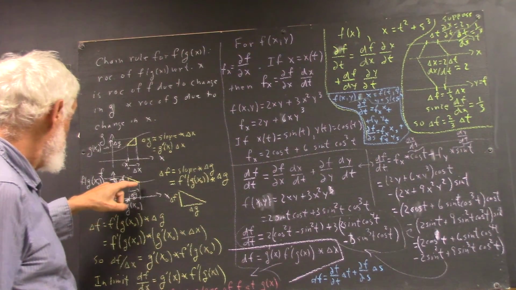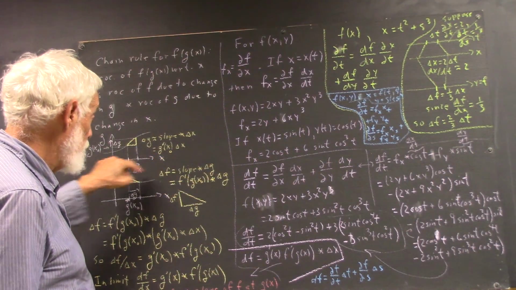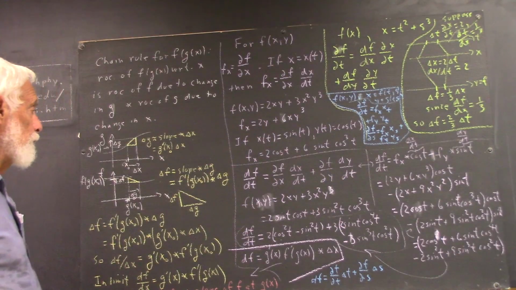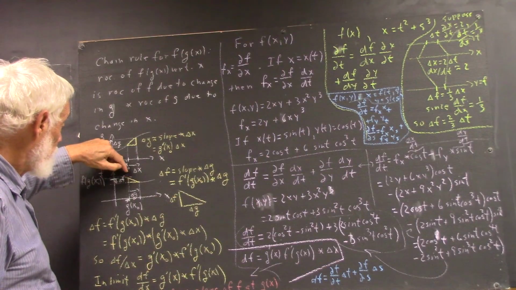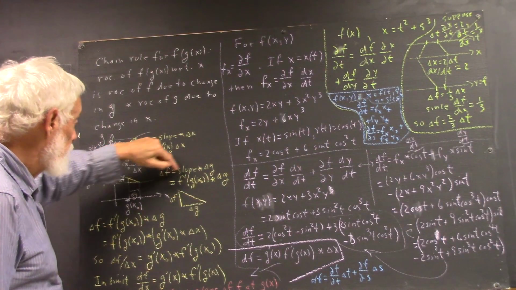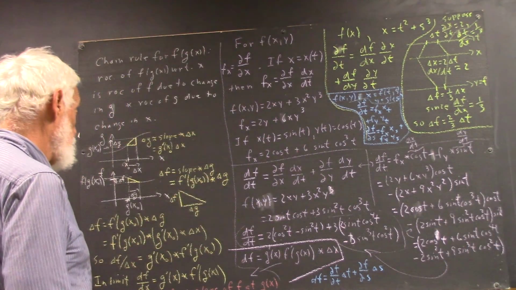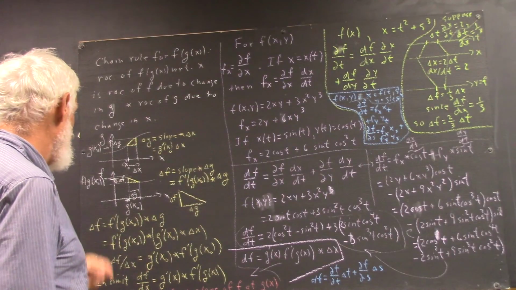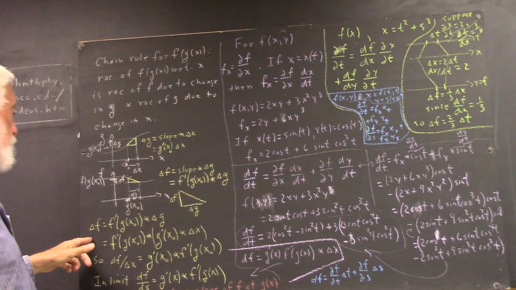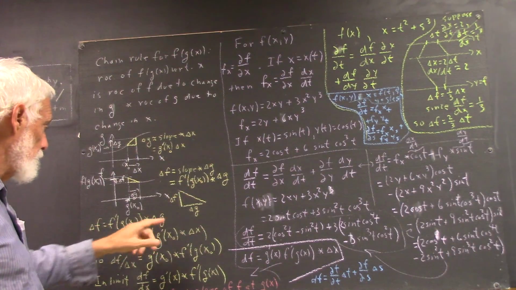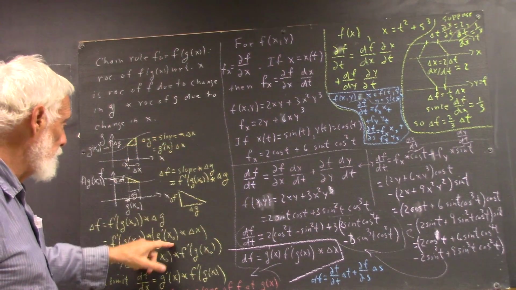So our delta f up here is just the slope of this graph times our delta g. What's the slope of this graph? The slope of this graph is the derivative at this point. What's the coordinate of this point? It's g of x naught. So the slope is f prime of g of x naught, and that's multiplied by the delta g to get the change in f. Okay? So, our change in f is f prime of g of x naught multiplied by delta g, but of course delta g is just g prime of x naught multiplied by delta x.